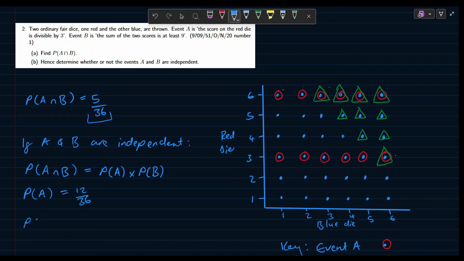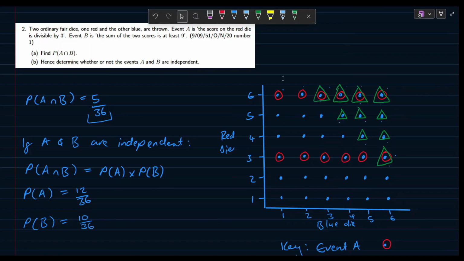And then the probability of event B, that's a blue circle surrounded by a green triangle. That's 1, 2, 3, 4, 5, 6, 7, 8, 9, 10. So that's 10 out of 36.